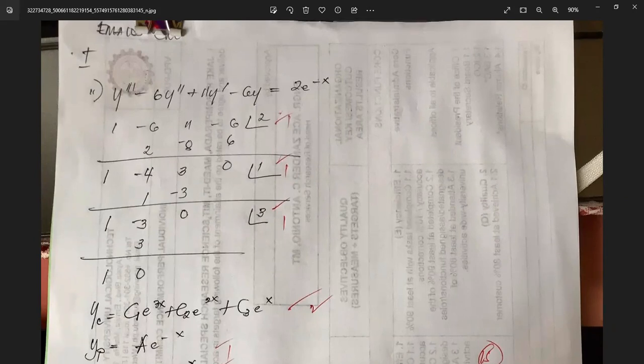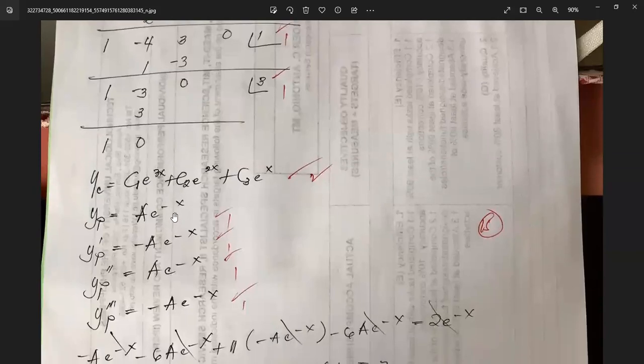Now for your yp in this case, since the right side is exponential, the form of the particular solution is this. You copy the exponential function and you have the coefficient 2 replaced by a. So you need to determine this a. This method of solving this non-homogeneous higher order DE is the method of undetermined coefficients. Okay?